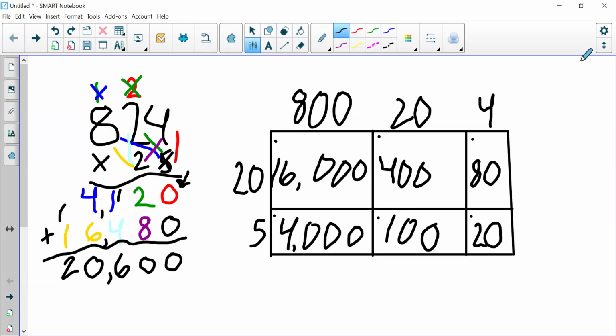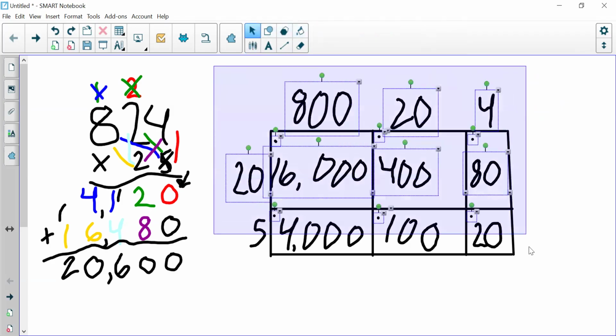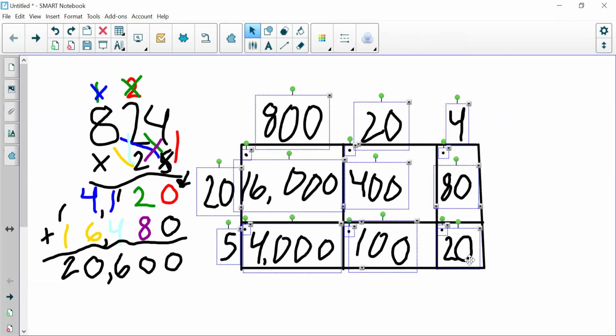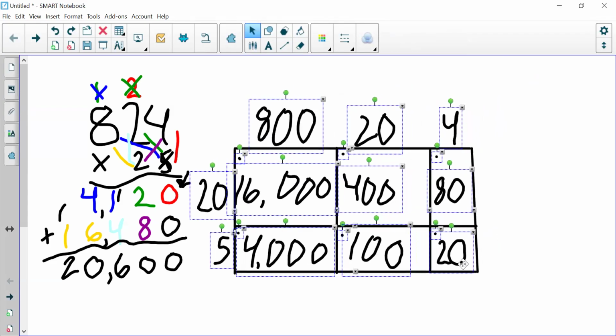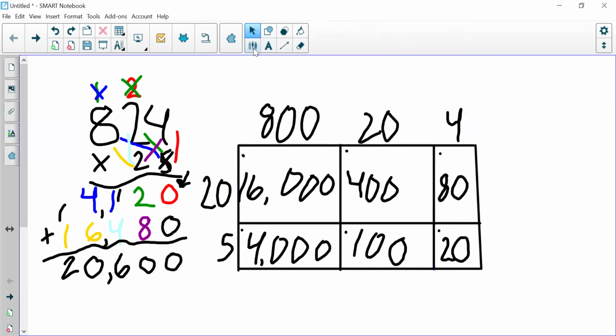So we figured out what each place value, by multiplying them, what they would equal. So what is my next step? We have to add all these up, and I recommend starting with the biggest number and then going to the smaller number. So I'm going to start with 16,000, but let me move this over some so I have some room. That should be good. All right, so I'm going to write my 16,000.